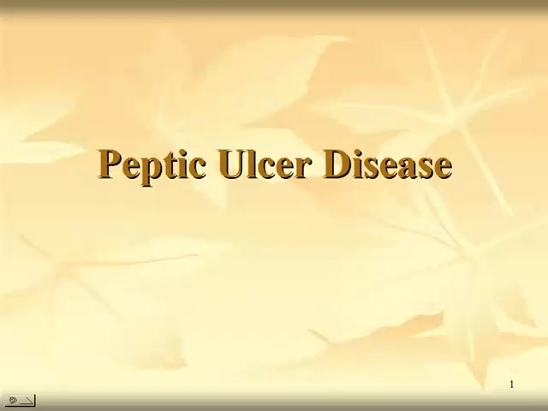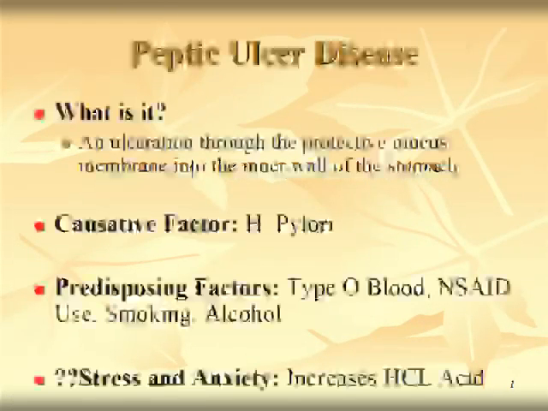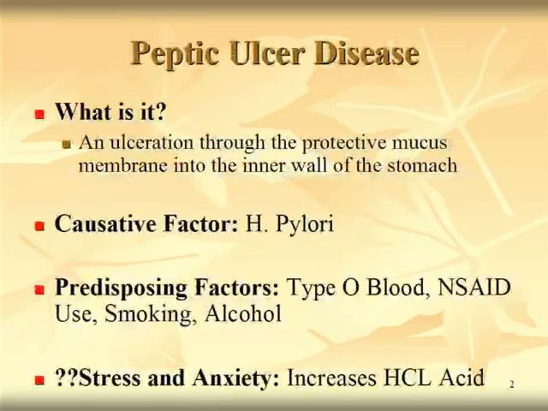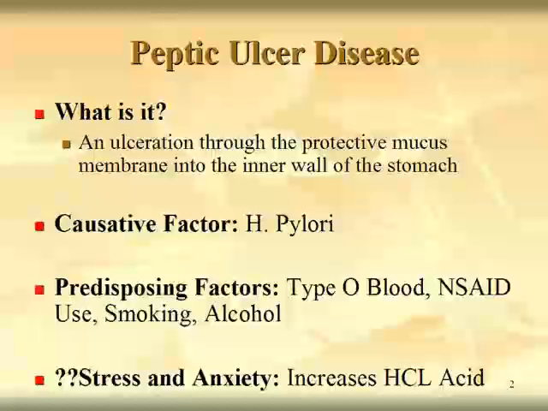In this second part of the GI lecture, we're going to pick up where we left off on the first part, talking about peptic ulcer disease. Some other disorders that will be covered in this part 2 lecture include dumping syndrome, oral cancers, esophageal cancer, and also stomach cancer.